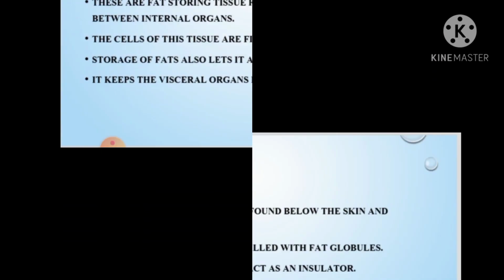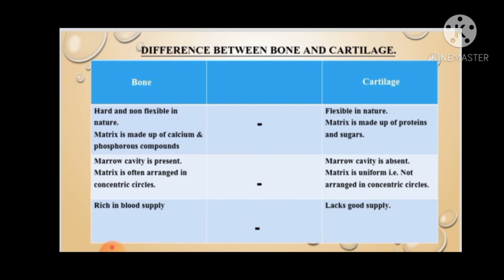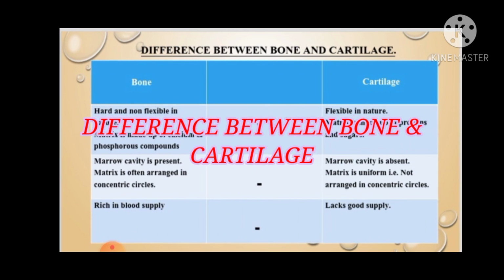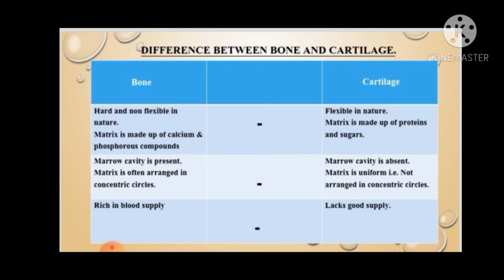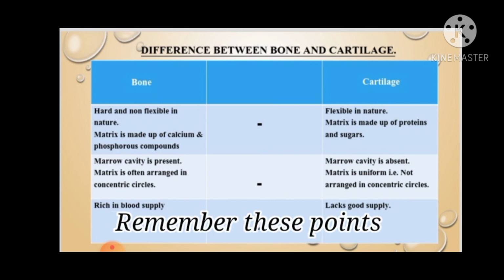Now let us discuss the important differences which are always asked in exams, which are very important from the examination point of view. The first one is the difference between bone and cartilage. Bones are hard and non-flexible in nature, whereas cartilage is flexible in nature. The matrix of bone is made up of calcium and phosphorus compounds, whereas the matrix of cartilage is made up of protein and sugars. Marrow cavity is present in bone, whereas marrow cavity is absent in cartilage.